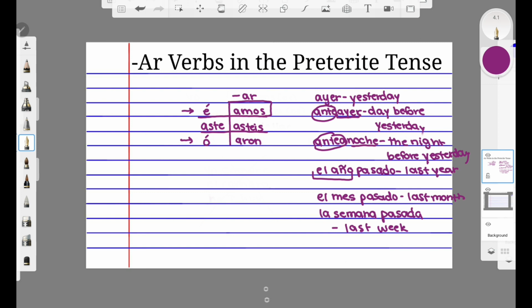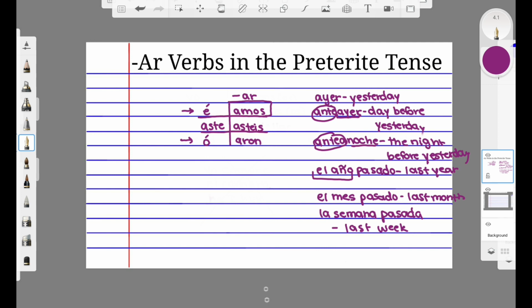And la semana pasada is last week. So from here, if any of these words pop up, that's when you automatically have to think, yes, I'm talking about preterite tense, because this is talking about the past. It's not talking about what's happening right now. It's talking about something that happened in a particular moment in the past.